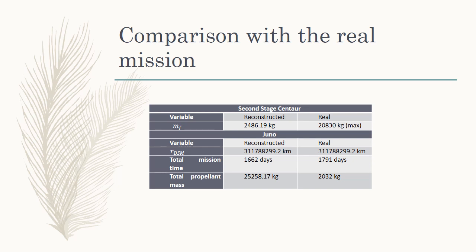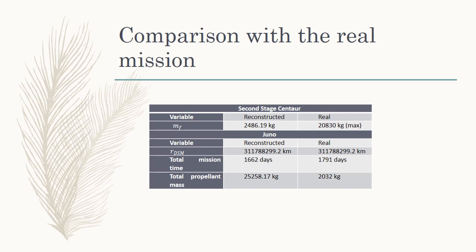Based on the comparison, the reconstruction can be concluded to be quite accurate due to the small error of mission time. I calculated the mission time to be 1,662 days, meanwhile the real mission took 1,791 days. There is a 7.2% error there. Meanwhile, about the total propellant mass, there is a significant error.